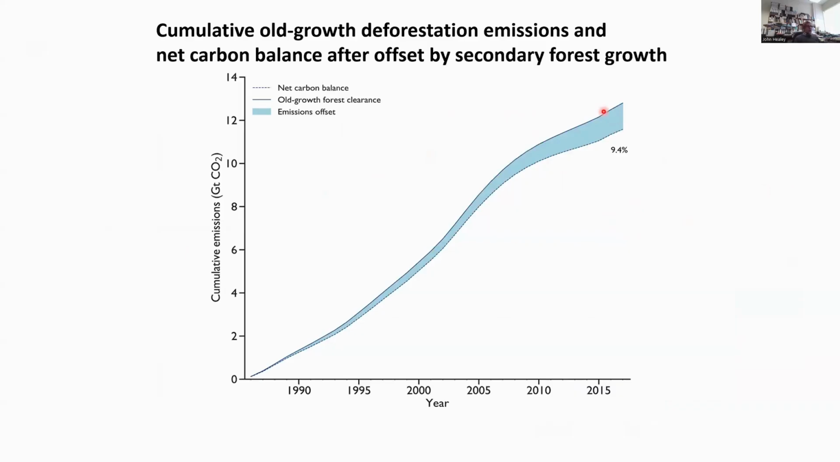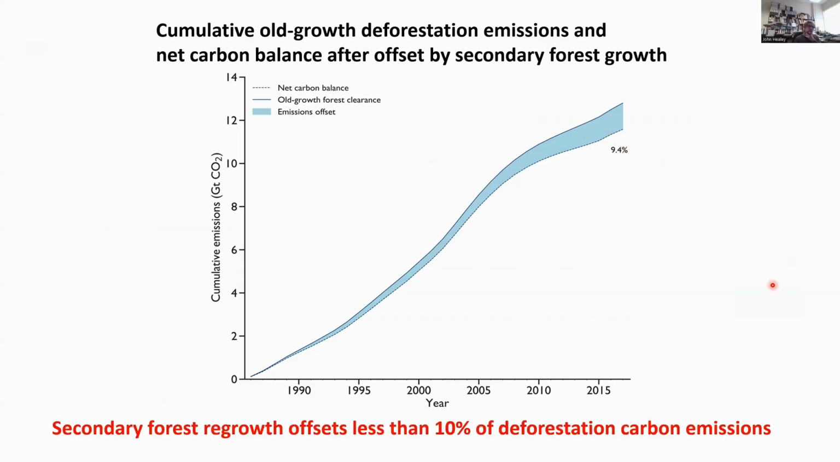Expressing that as a single line in the graph, over this 32-year period, the Amazon had lost, getting on for 13 gigatons of carbon dioxide emissions due to old growth forest clearance, due to deforestation. And the offset due to secondary forest regrowth only reduced that by 9.4%. So here's the bottom line. 10% is better than nothing, but it's only 10% of these emissions that have been offset by secondary forest regrowth.